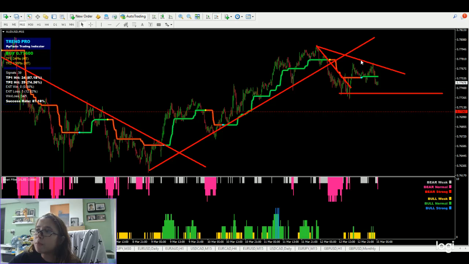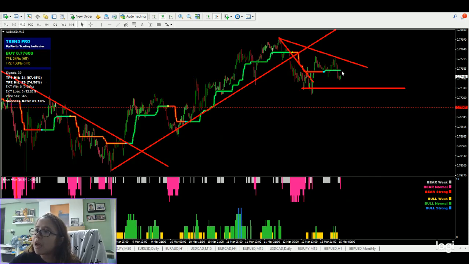So if the market will react at this moment and break this trend line that is currently forming, then we can look for opportunities to the upside. But currently, I will be waiting for Trend Pro to give me that sell trend so that I would be able to enter the markets to the downside. Okay.